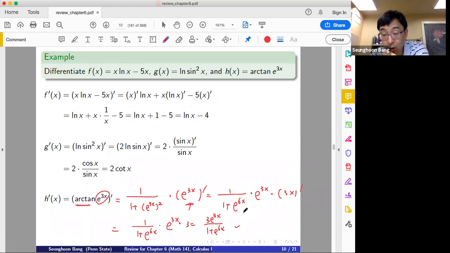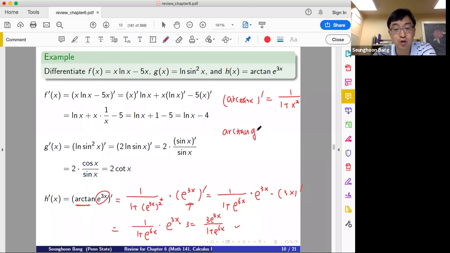So wait a minute. What's your answer? Why do you square it? You mean here? This is your question. Okay, let me see. What is the derivative of arctangent of x? The derivative of arctangent of x, you can use a formula, is 1 over 1 plus x squared. So like this. What is the derivative of arctangent of g of x?